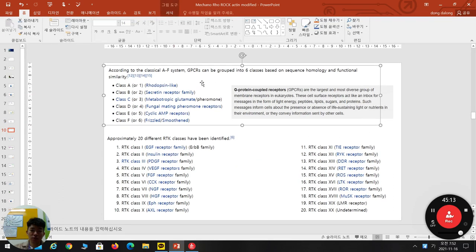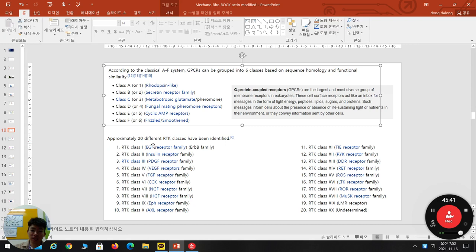So just for your reference, there is the GPCR receptor and another receptor, the kinase receptor. GPCR is like rhodopsin, secretion, metabotropic glutamate, fungal mating, cyclic AMP. Some biomolecules are involved, like peptide, lipid, sugar, protein. They are attached to this receptor and then go to signal.